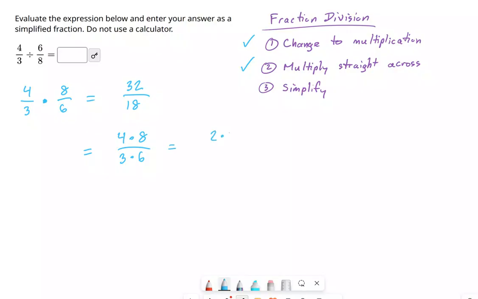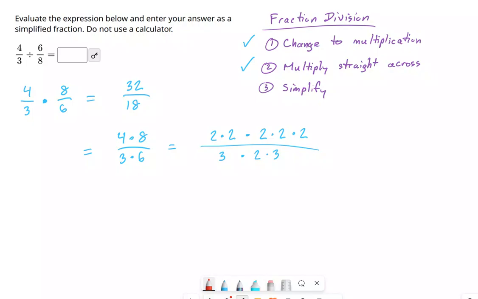4 breaks up into 2 times 2 and 8, well, that's just a bunch more 2's. So this becomes 5 2's on the top, and on the bottom, 3 is a prime number, so I'm keeping 3 the way it is. And 6 breaks up into 2 times 3. So now I have some common numbers on top and bottom.